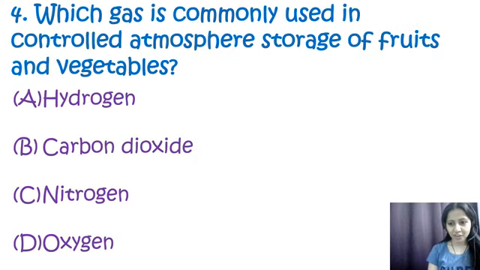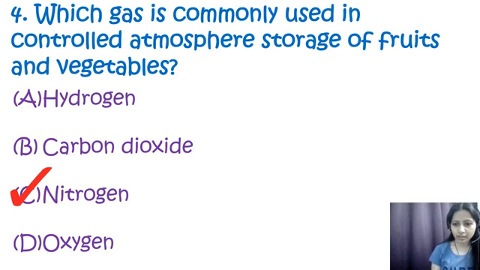Question number 4. Which gas is commonly used in controlled atmosphere storage of fruits and vegetables? So options are hydrogen, carbon dioxide, nitrogen and oxygen. So over here the appropriate answer is nitrogen. Controlled atmosphere storage of fruits and vegetables typically involves a mixture of gases: carbon dioxide, oxygen and nitrogen. The gas concentration can range from say 1 to 10% of oxygen, 0 to 30% of carbon dioxide, and the balance is nitrogen.